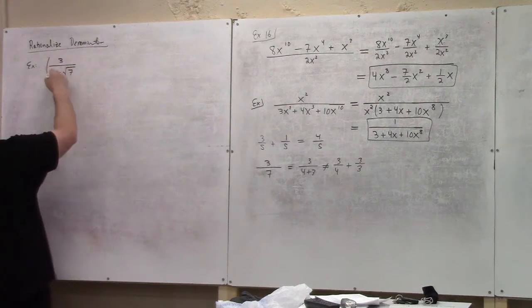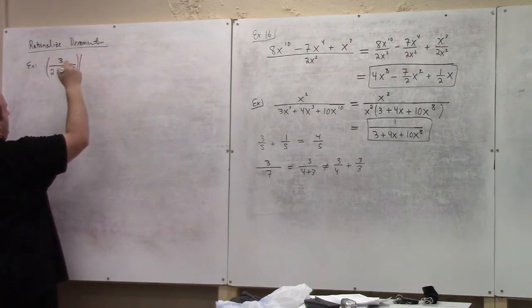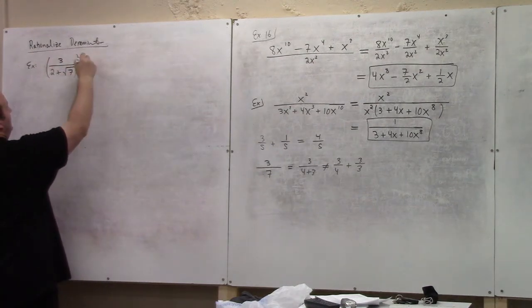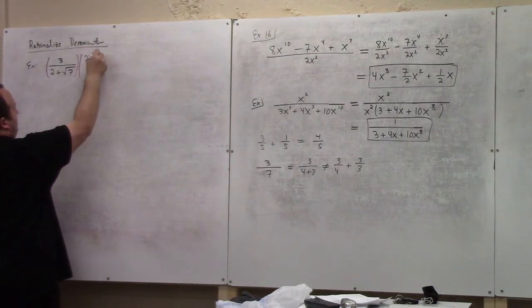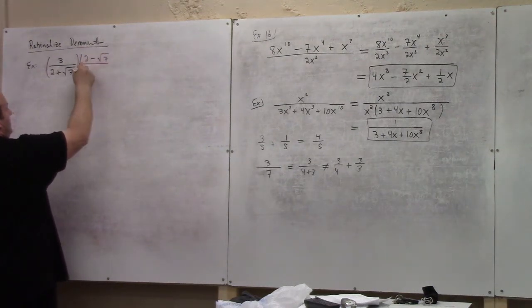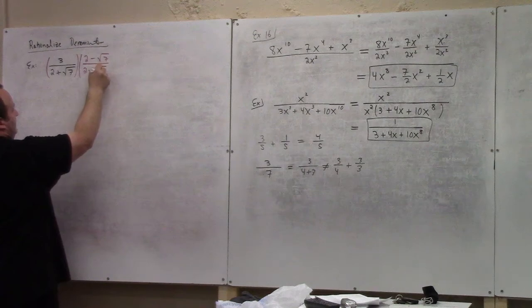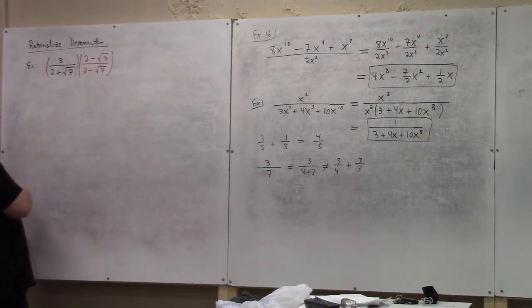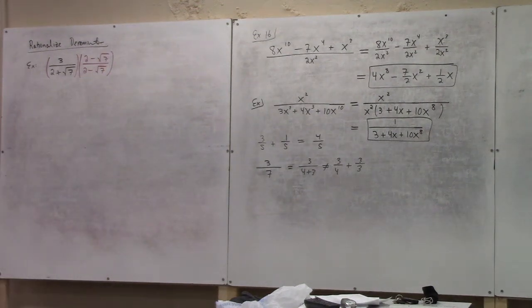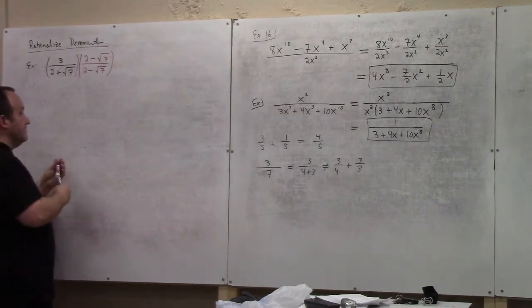Say again? No. How about this? 2 minus the square root of 7 over 2 minus the square root of 7. That should do it. So if we do that, what do we get?